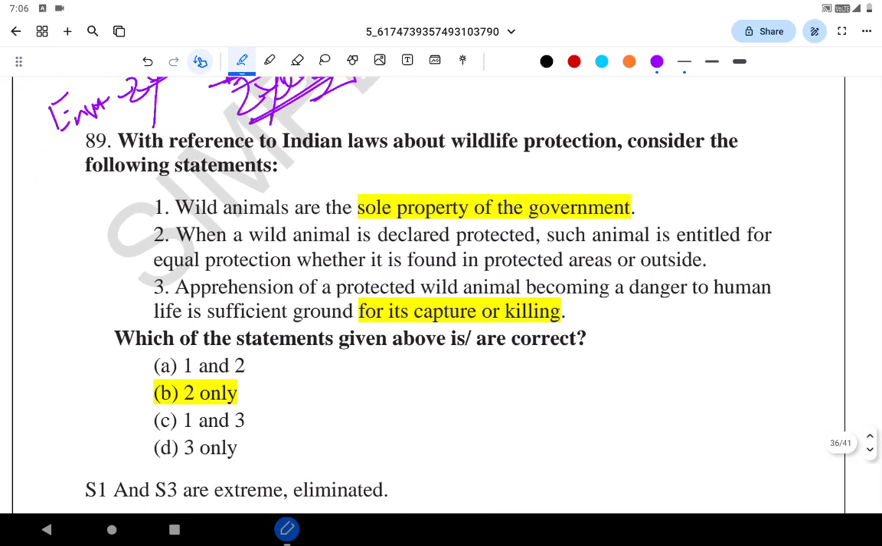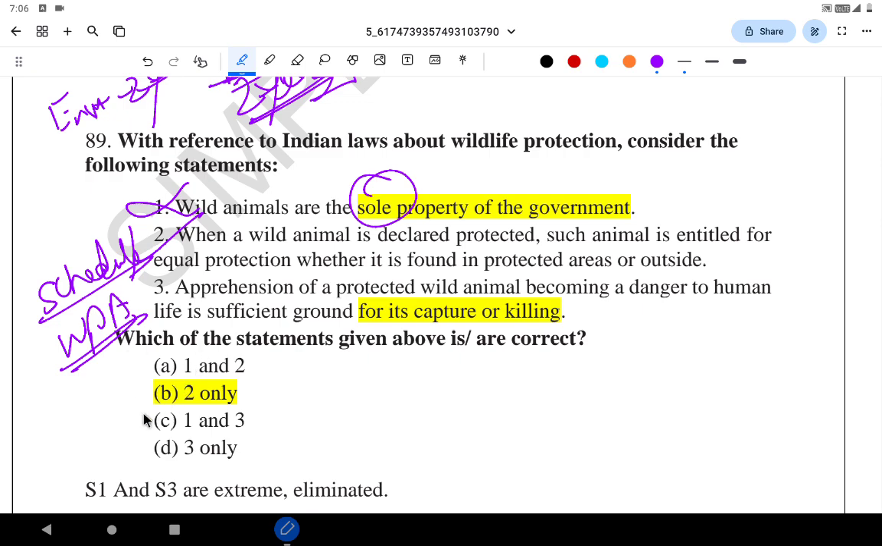With reference to the Indian laws about wildlife protection, consider the following statement. Wildlife animals are sole property of government. See, the extreme word, sole property of government, wrong. When a wild animal is declared protected, such animal is entitled to equal protection whether it is found in a protected area or outside. Correct. If a tiger is found wherever, in the protected area or outside, it enjoys the same amount of protection under Schedule 1 of the Wildlife Protection Act. That's the best example.